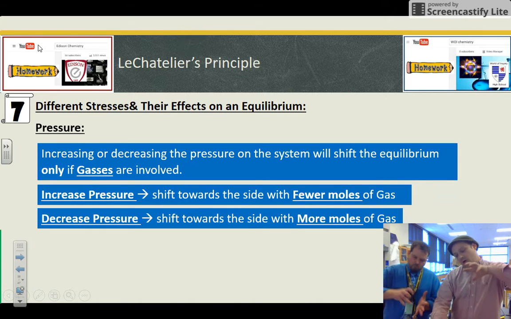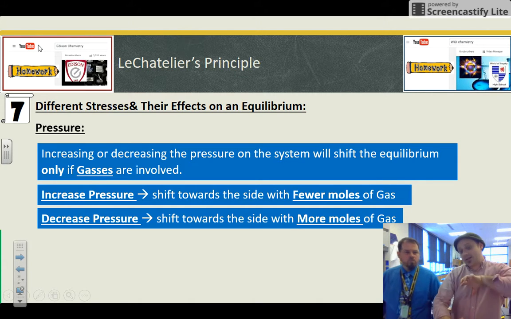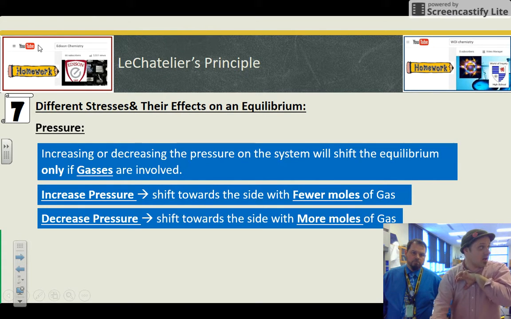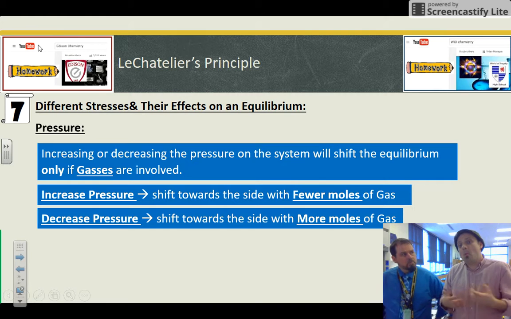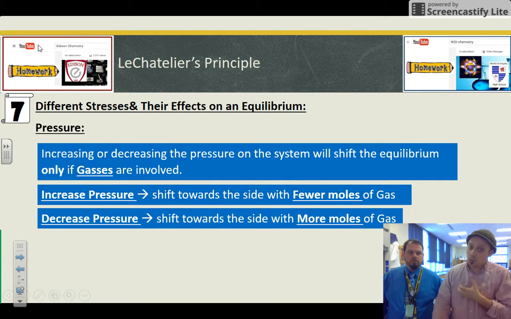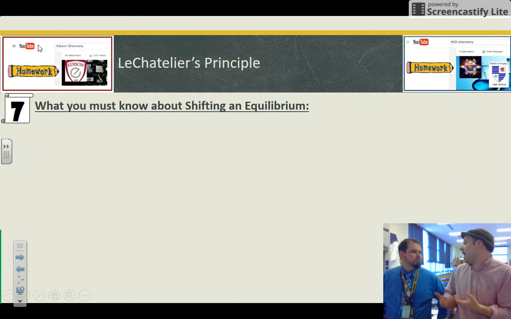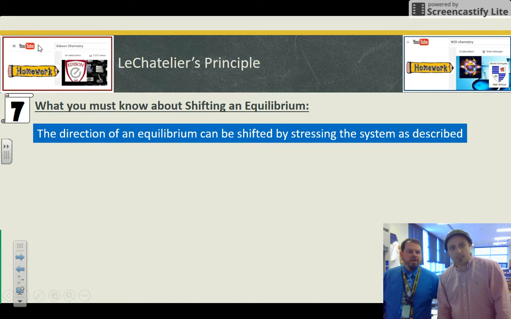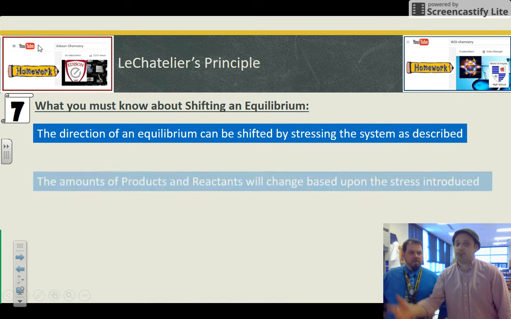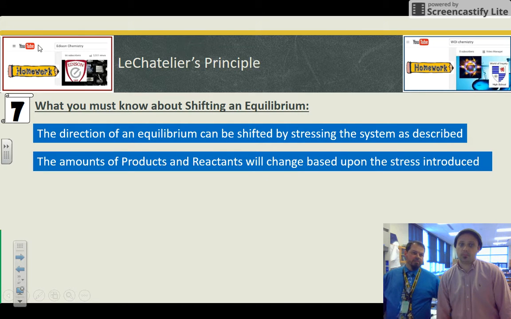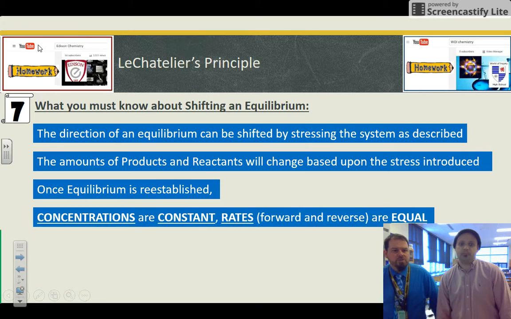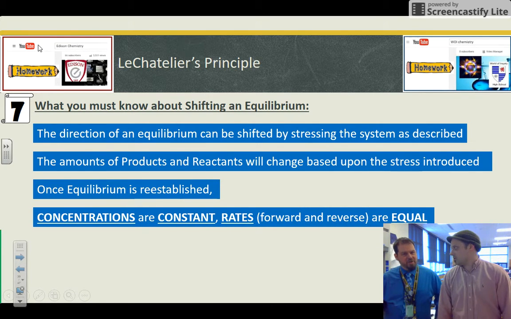If I decrease the pressure, those gaseous reactants are going to want to stay far apart, and they'll actually fall apart sometimes and shift towards the side with more moles of gas, because low pressure favors ideal gas behavior. The direction of an equilibrium can be shifted by stressing the system as described. AATT, and the amounts of reactants and products will change based on the stress introduced. Once this equilibrium is reestablished, again, concentrations become constant.